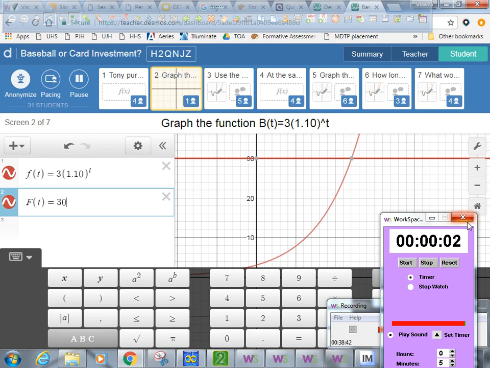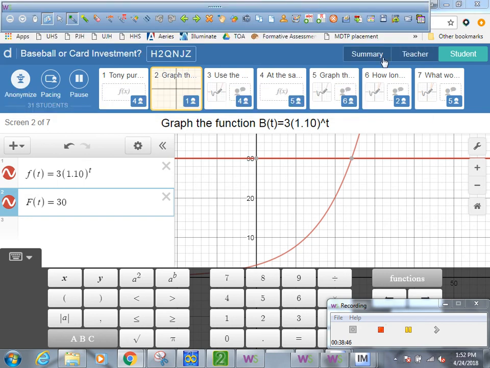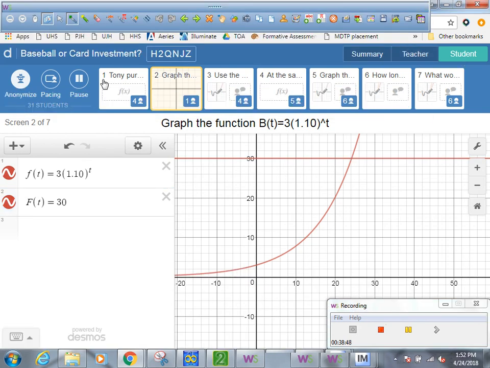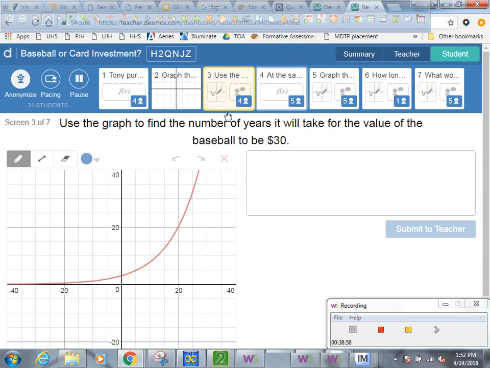Okay, I think it's time for us to take a break. I want to just go through these slides really quick. So the student, the first one said to graph it. The third one said, what if you had, find the values. That was what we just found.